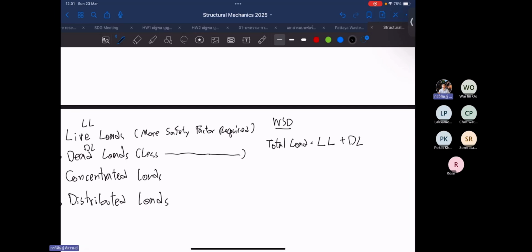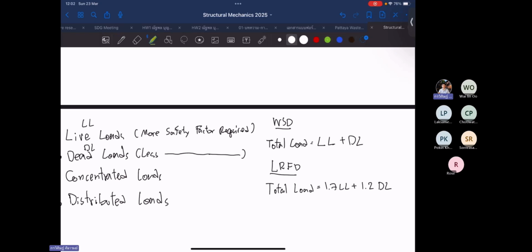For working state design, as you remember, we only apply the safety factor to the capacity of the member, not the load. But for LRFD, the load and resistance factor method, we need to add the safety factor to the load also. This one is 1.7 live load plus 1. I cannot remember if it is 1.2 or 1.5.